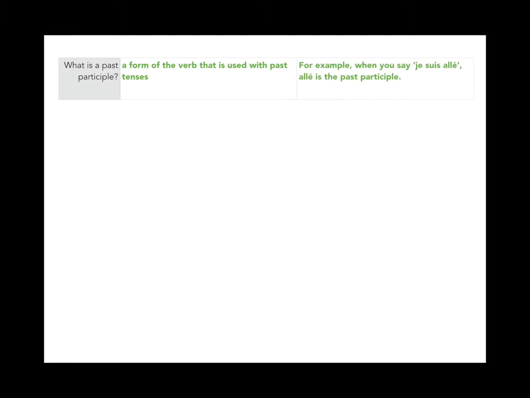All right, next up, let's talk about past participles. What is a past participle? It's a form of the verb that is used with past tenses. Okay, so for example, when you say je suis allé, allé is the past participle, okay? So let's go ahead and go over some of the past participles that we learned last year in French 1. We're going to give the past participle for all of these verbs.